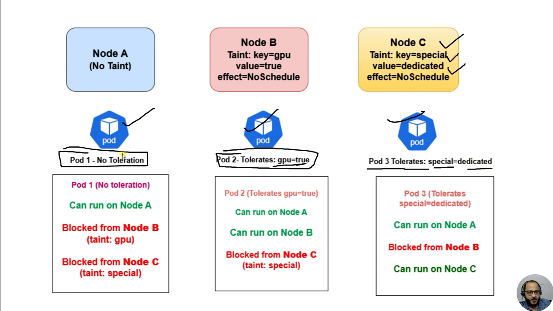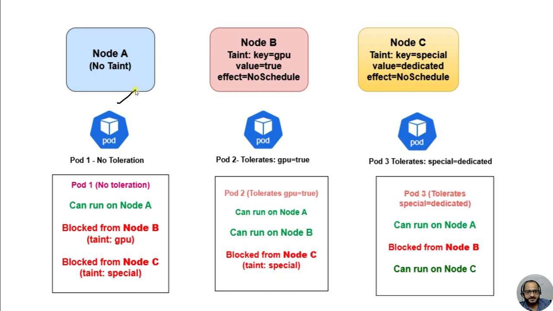Now this pod 1, on which worker node can it schedule, node A, B or C? So this pod 1 can only run on node A because there is no taint. This is the plain worker node, so we can run application pod 1 on this worker node, and we cannot run pod 1 on node B and node C because these have been tainted with these key-value pairs, and this pod doesn't have any key values or toleration, so this pod cannot schedule on node B and node C.